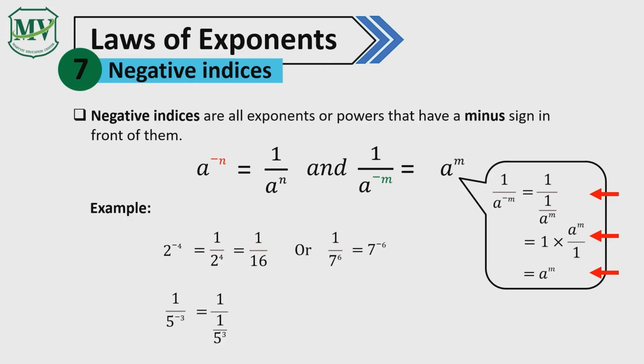This will be equal to 1 over 1 over 5 cubed. Following the rule of dividing fractions, we have 1 multiplied by 5 cubed over 1, and this will be equal to 5 cubed. And for the final answer, we have 125.